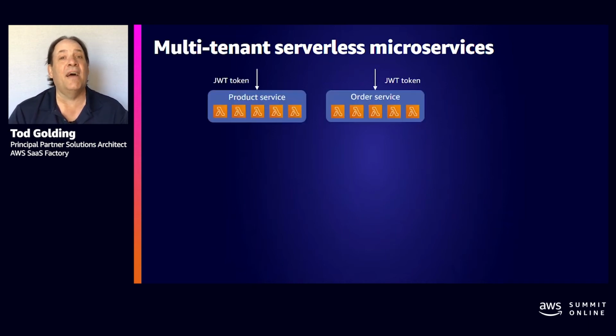So here you'll see we have our product and our order service. They both accept this JSON web token, this JWT, and that comes from identity. You can look at our other content to see how you get that, but that JWT is enriched with the tenant identity, the tenant's role, all this metadata about the tenant that really helps us have that tenant context at our fingertips.